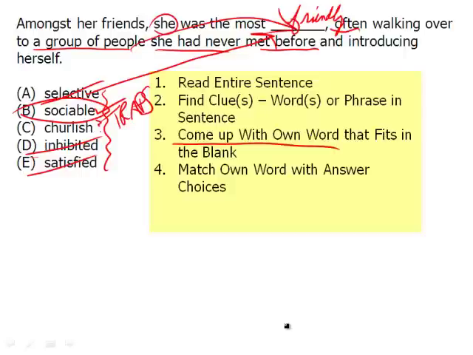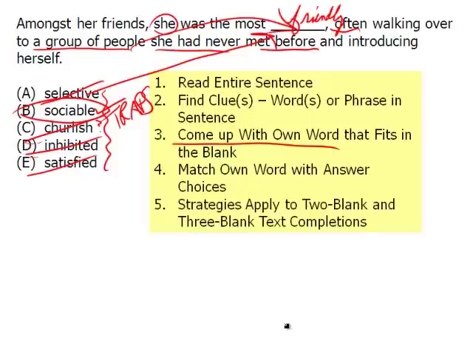Churlish, by the way, the difficult word here isn't necessarily the answer because we've already found an answer. Churlish means rude and ill-mannered. Doesn't work here, but we've followed these basic steps. Again, read the entire sentence, find the clue. Those are these key words or phrases that tell you what the blank is about. Then you come up with your own word and you match that word with the answer choices. So those are the important basic steps for you to follow. And these strategies apply to 2 blank and 3 blank text completions as well. So this is important stuff to know.